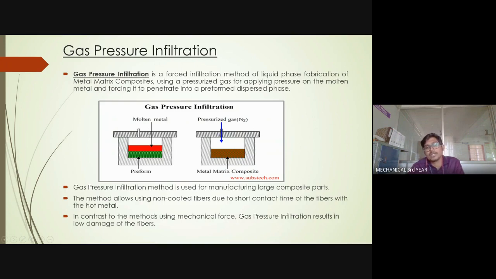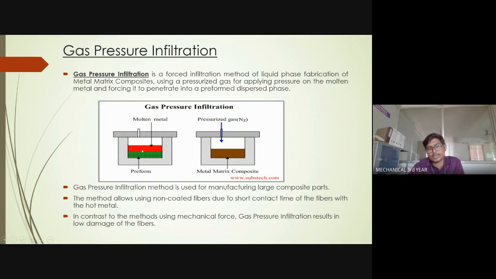So if you are using any other method for infiltrating the molten metal, gas pressure produces better results compared to the others. Say, for example, you are adding a die on the top, and with that die, the die is subjected to move downwards, so that your pressure is transferred to the molten metal and it comes down.